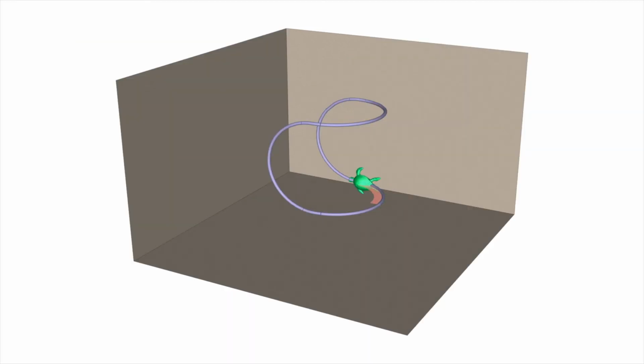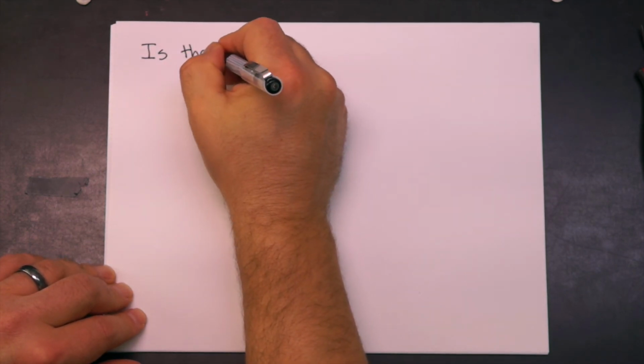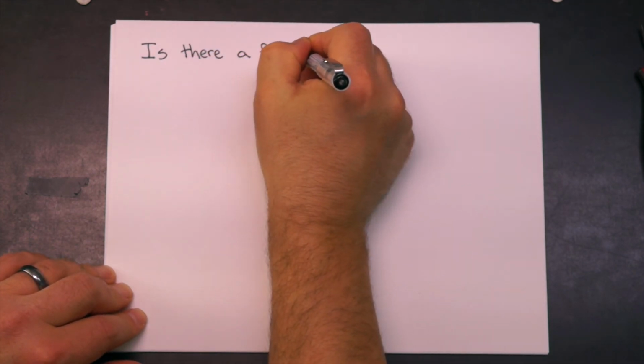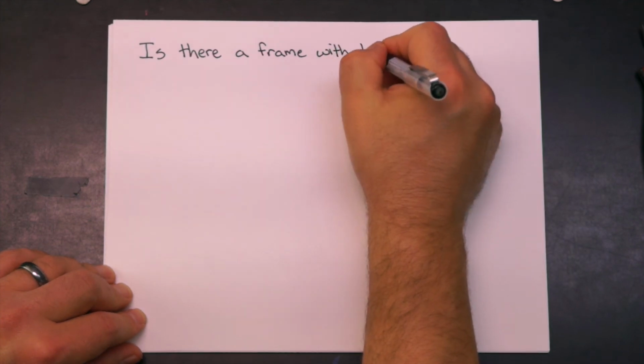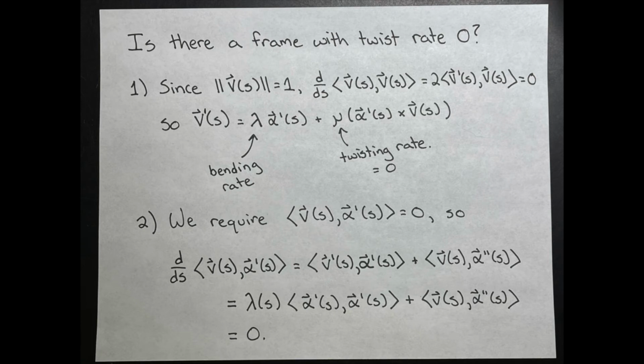Let's watch this again while we take stock of where we are. So far, we've determined a frame by the acceleration of the turtle. That's certainly physically natural, but we found it twists. So the next natural question to ask is, is there a frame which doesn't twist at all? Let's think about what this frame would have to look like.